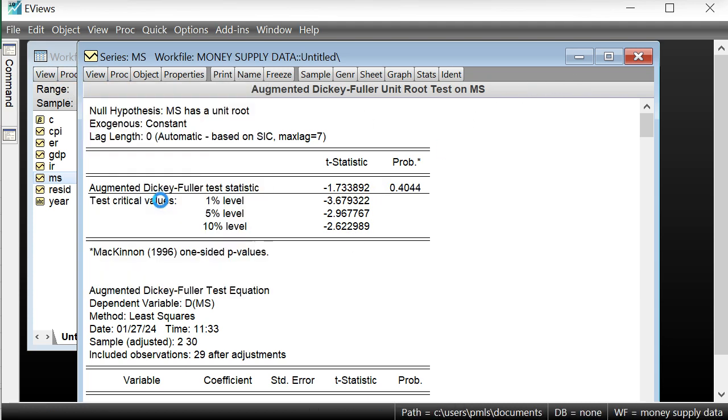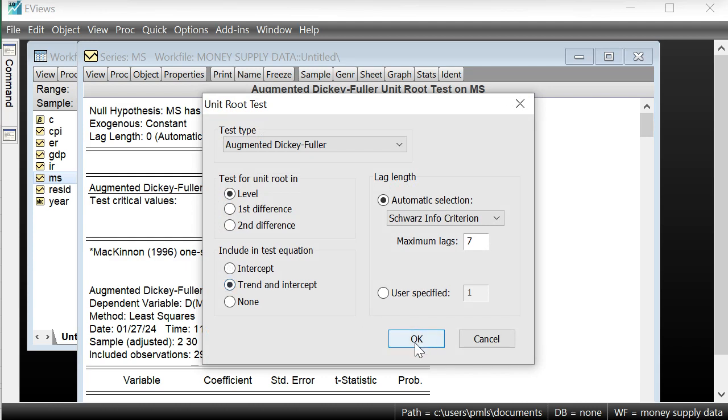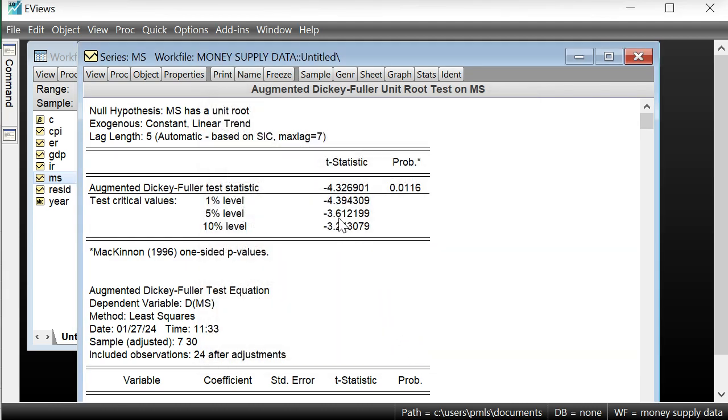So again check it at trend and intercept. In this case, in absolute terms, our calculated value is greater than the tabulated value at 10% and at 5%, but still we are unable to reject at the 1% level because 4.32 is less than 4.39. So at 1% we are again unable to reject, so again non-stationary.